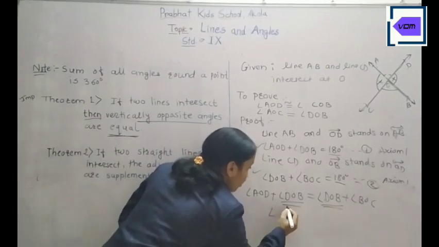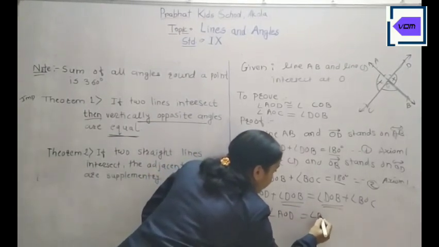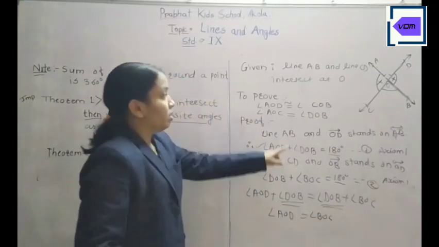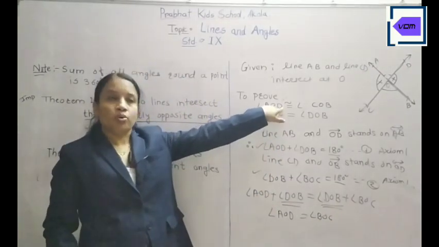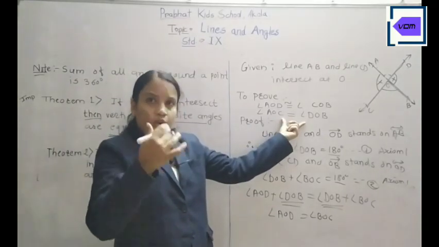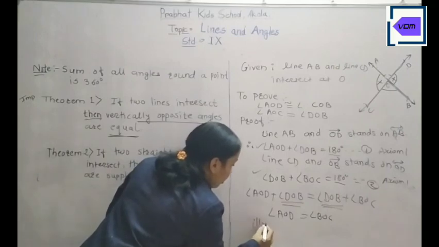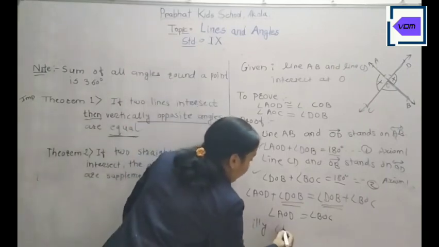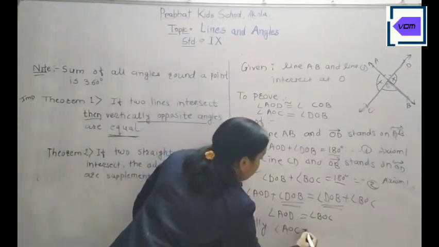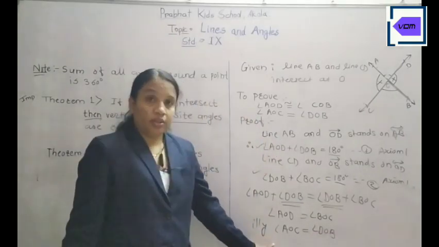So what you will get is angle AOD is equal to angle BOC, and that is what you have to prove. Hence proved. Similarly, for the other pair, you need not write it all again, you just write: similarly we can prove that angle AOC is equal to angle DOB. But that you have to write.